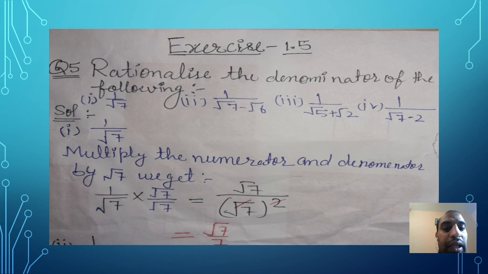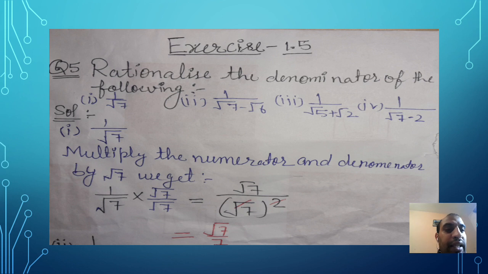Let's see now how to multiply 1 upon under root 7 by under root 7 upon under root 7. Now you can see in the denominator there is 2 times under root 7, so you can write under root 7 raised to power 2. And in the numerator you multiply 1 and under root 7, that is under root 7. Now you can cancel the square with the square root. So your overall answer is under root 7 upon 7. Under root 7 upon 7 is your answer.